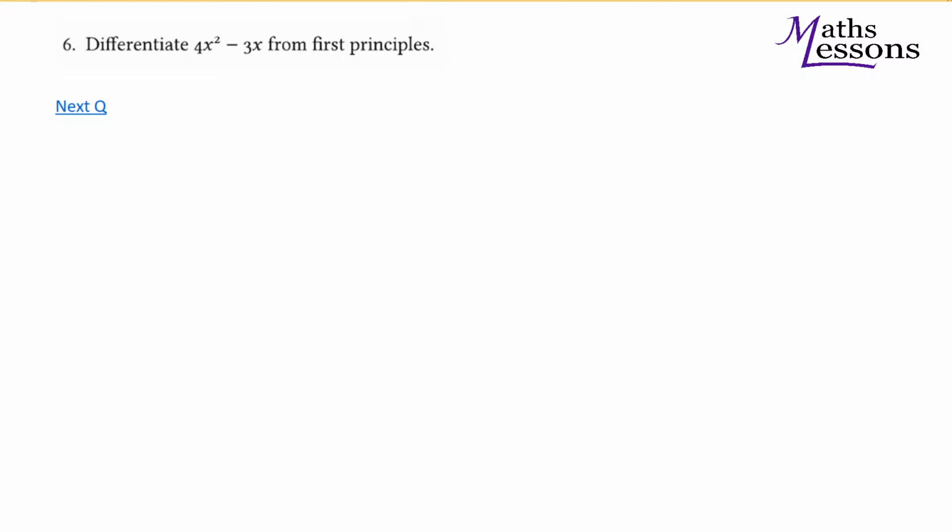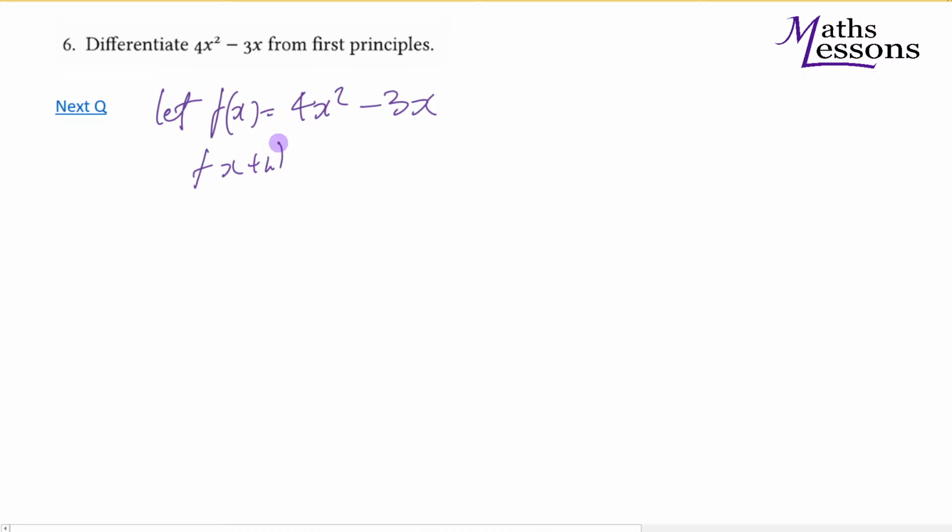Right, here we go. So we want to differentiate this from first principles. So we're going to let f of x equal 4x squared minus 3x. So therefore f of x plus h will equal 4(x plus h) squared minus 3(x plus h).